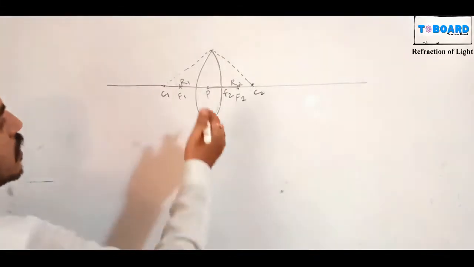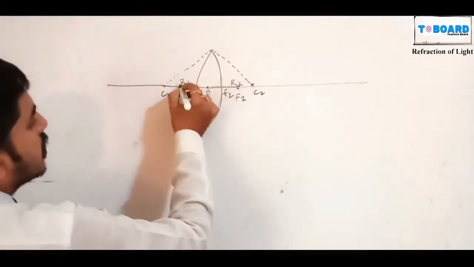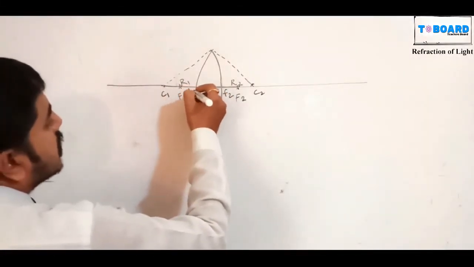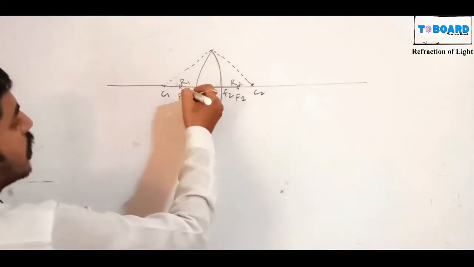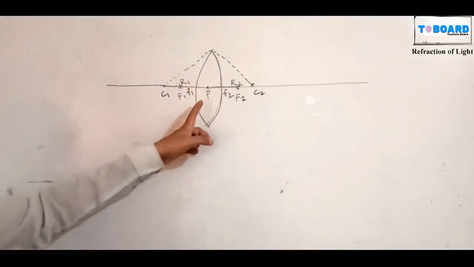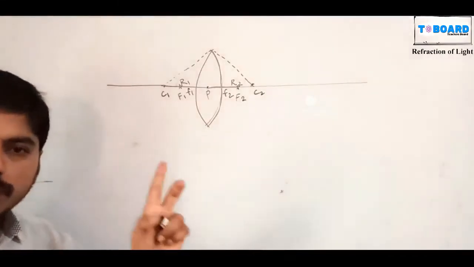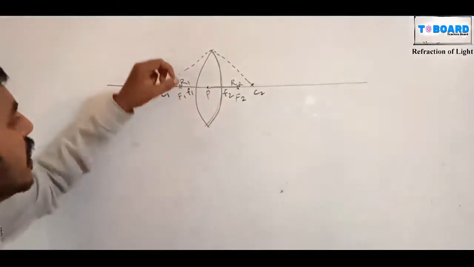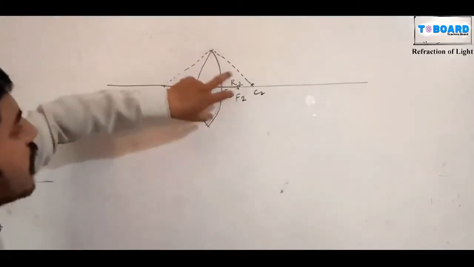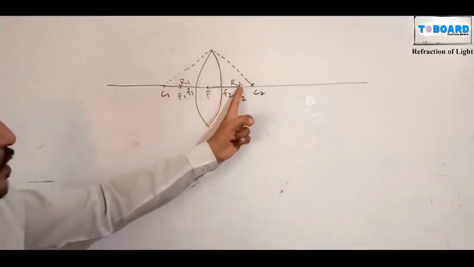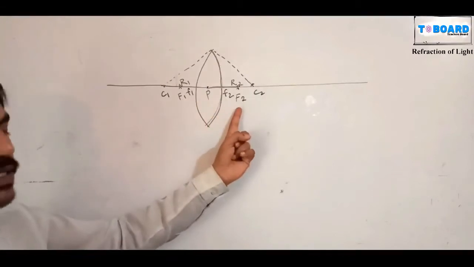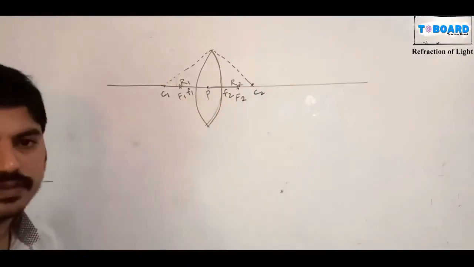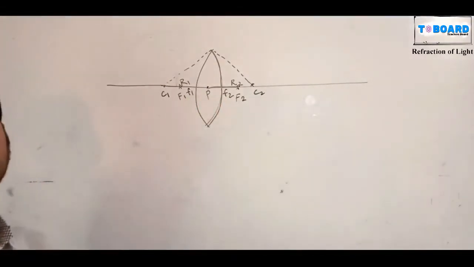Okay, and so the distance from the optic center to the focal point is called f1. So here is f1 and this is f2. How many are there? Optics is nothing but lenses. The lenses contain two centers of curvature, two radii of curvature, two focal points and two focal lengths, but only one optic center has to be present.